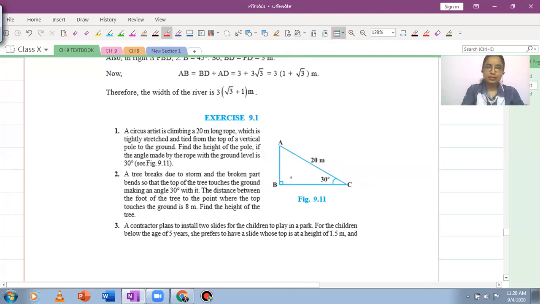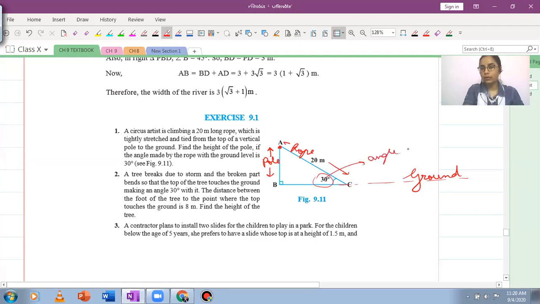They have given a picture here, see figure 9.11. This is the ground level and this is the rope which has been tied to the top of a pole. This is the pole. A rope has been attached to the top of the pole, to the ground. So this is the rope here which is 20 meters long, and the inclination of the rope with the horizontal is 30 degrees. This here is your angle of elevation, which is already marked.